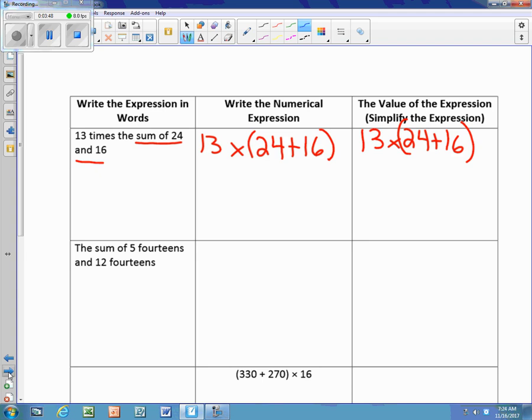First, we do what's in parentheses. We use our zero trick. We're going to ignore that and do 13 times 4, which is 52, and put our 0 back in.